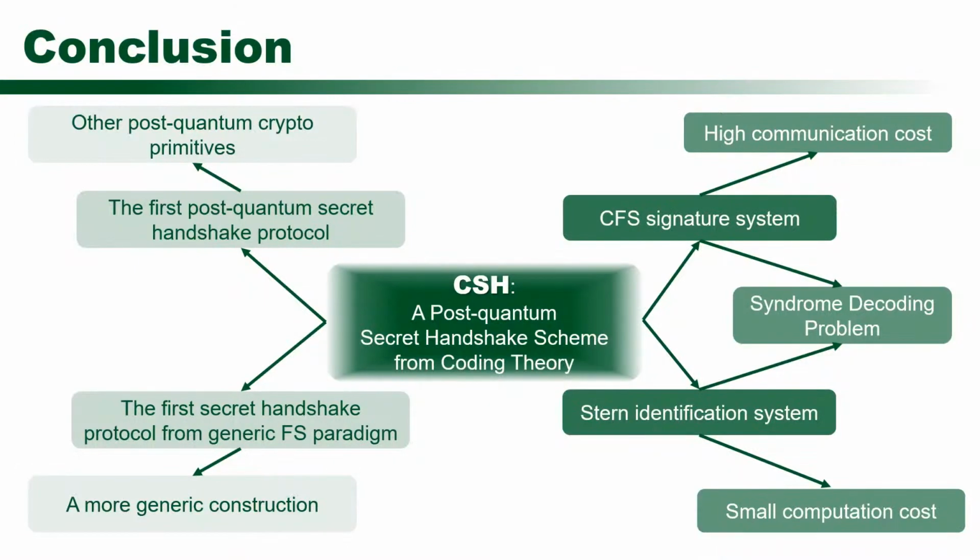As far as we know, this is the first time a generic Fiat-Shamir type signature has been used in constructing secret handshake schemes. This makes us consider whether secret handshake can be built from any zero-knowledge proof system, which may lead to a more generic framework. For future work, it is also interesting to build secret handshakes from other post-quantum cryptographic primitives, such as lattice-based cryptosystems.